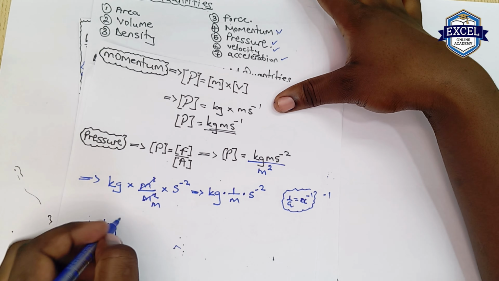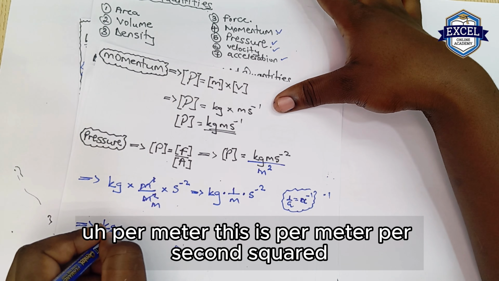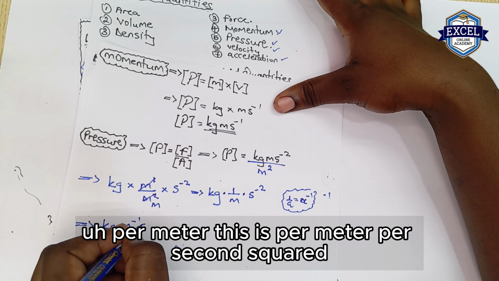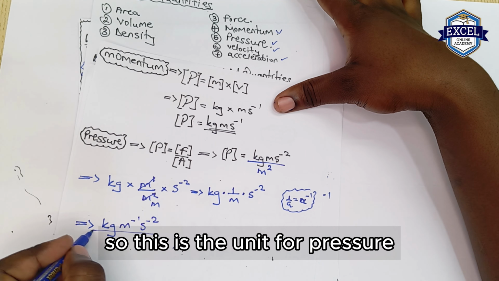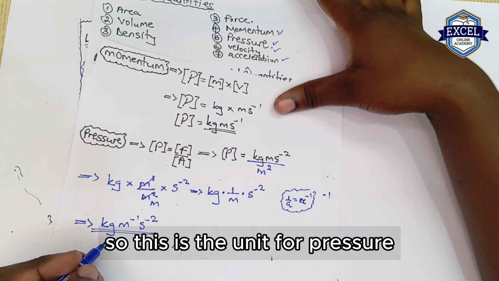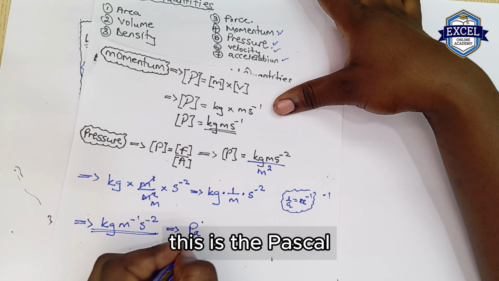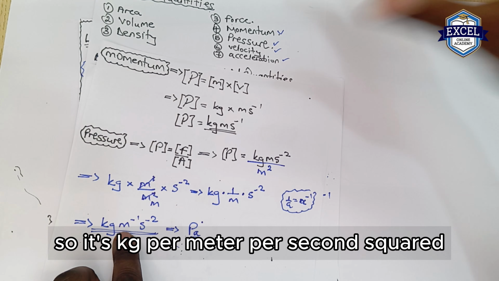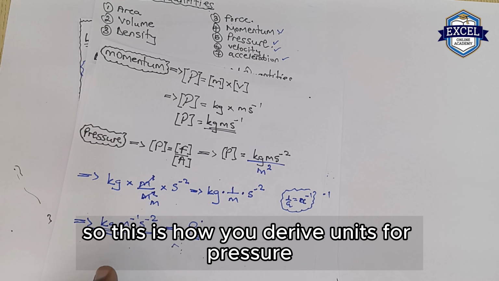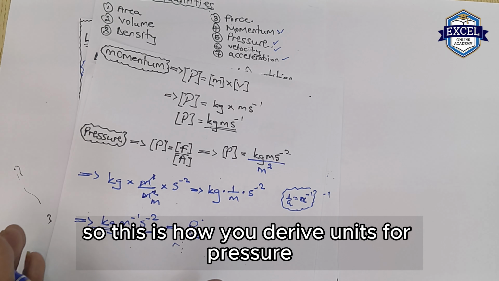Kg per meter per second squared. So this is the unit for pressure, or it can also be called the Pascal. This is the Pascal. So it's kg per meter per second squared. So this is how you derive units for pressure.